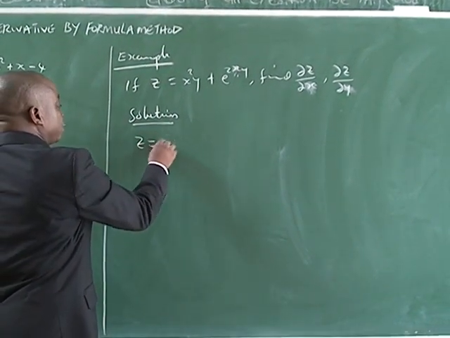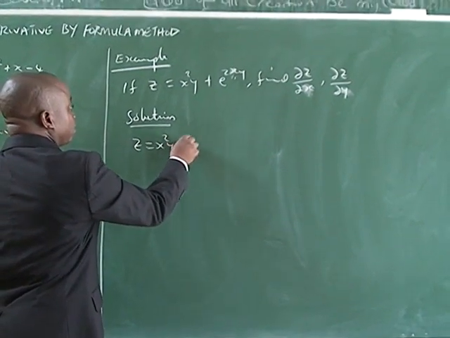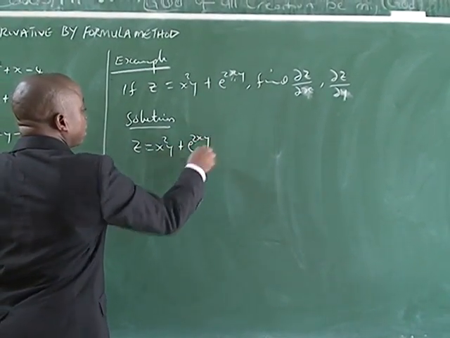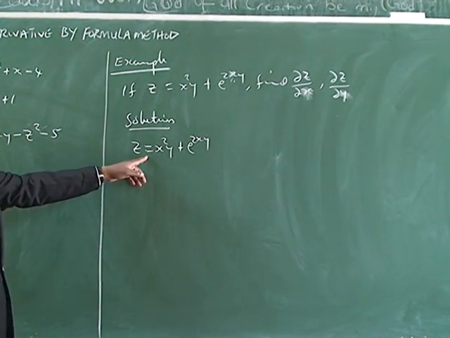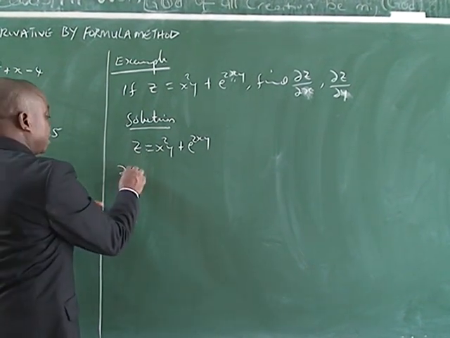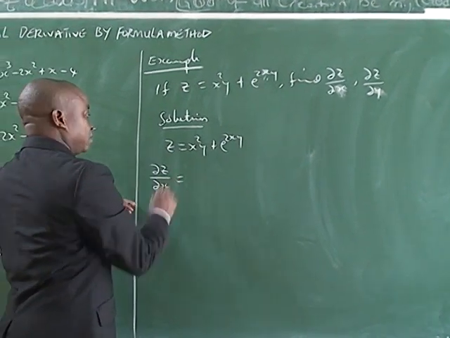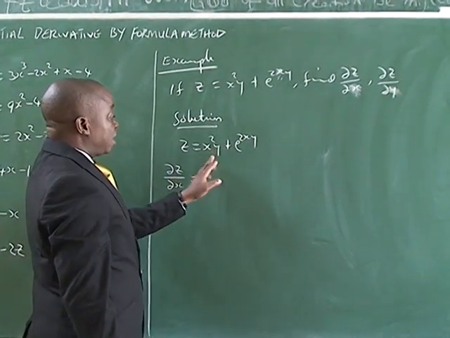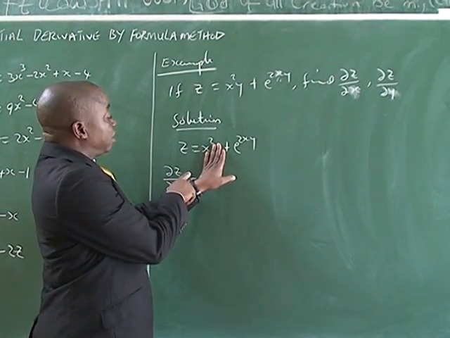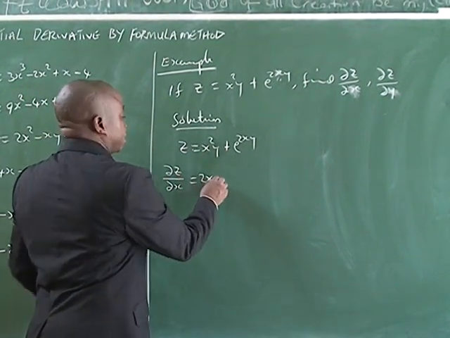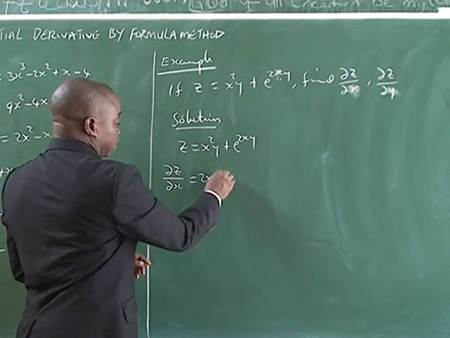We have z is equal to x squared y plus exponential 2xy. Okay, here, partial z, partial x. Here I will assume there is no y, so it's only x that I see here, and that will give me 2x. So now I'm doing what? To add here.